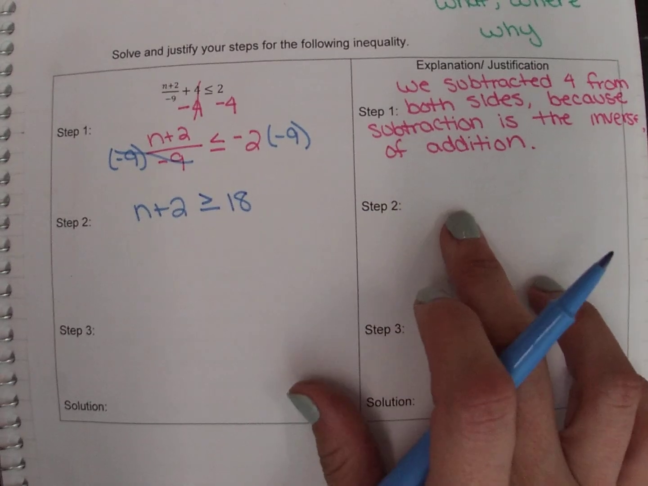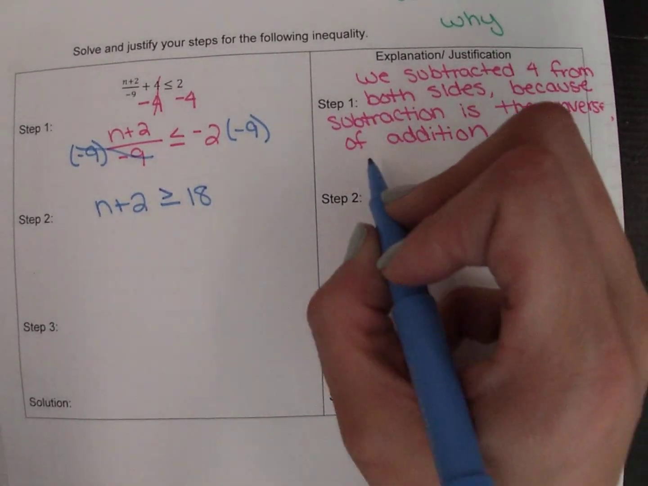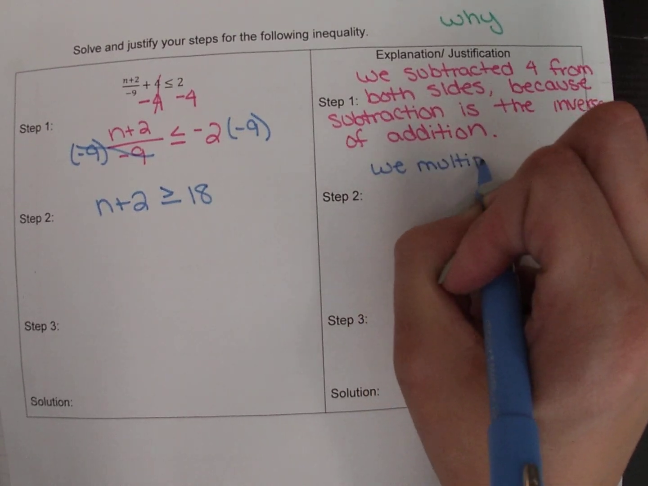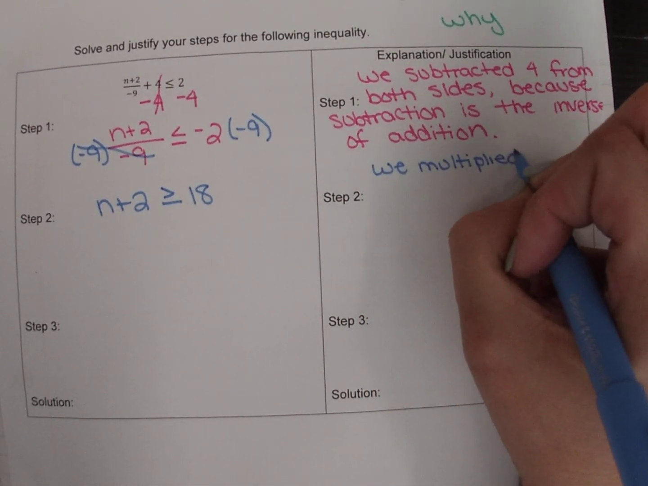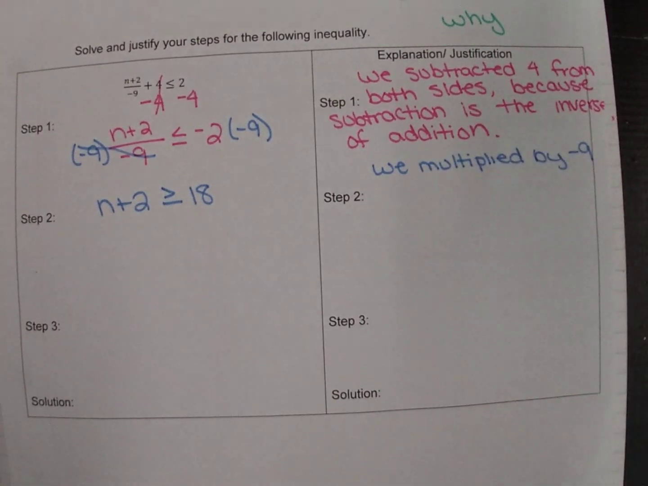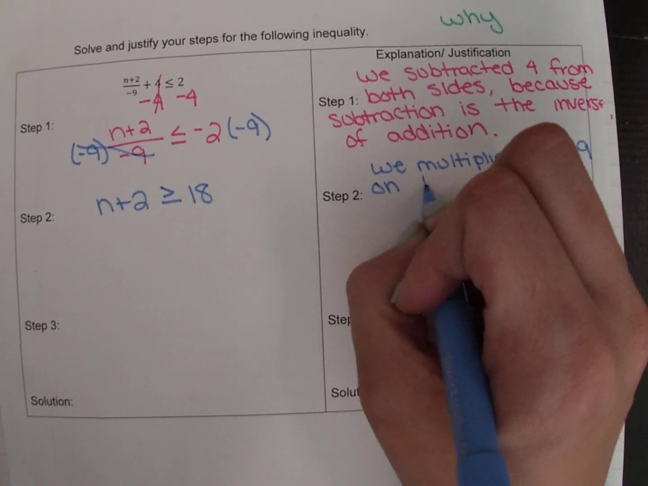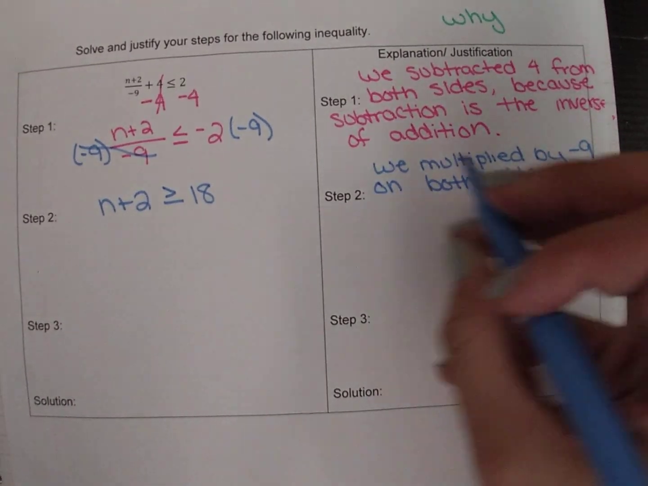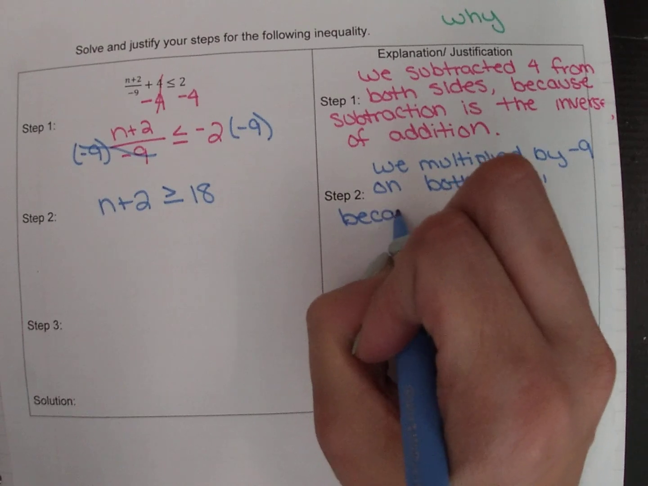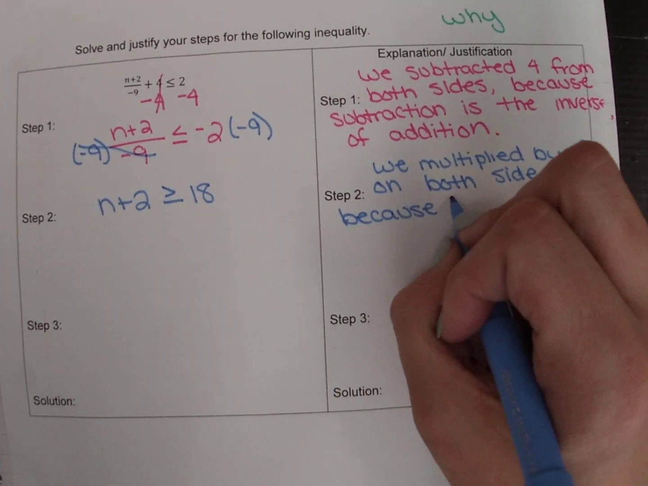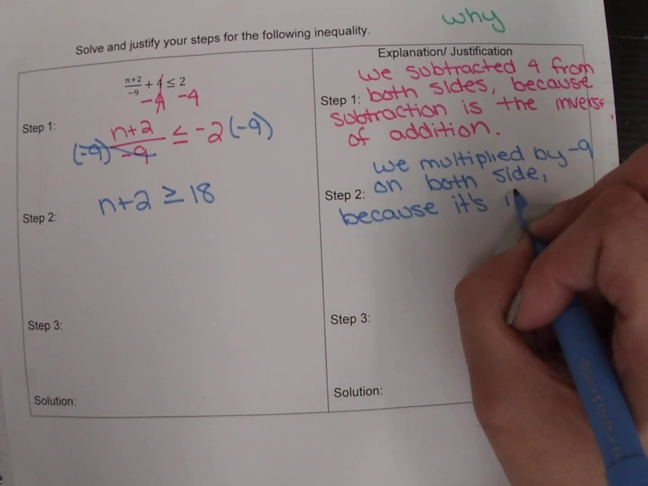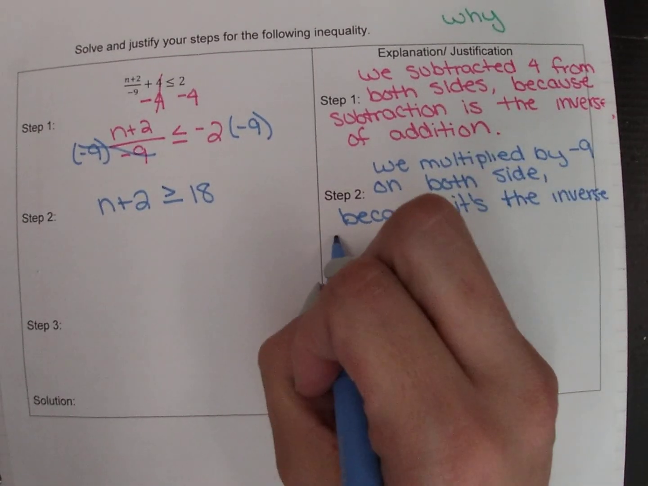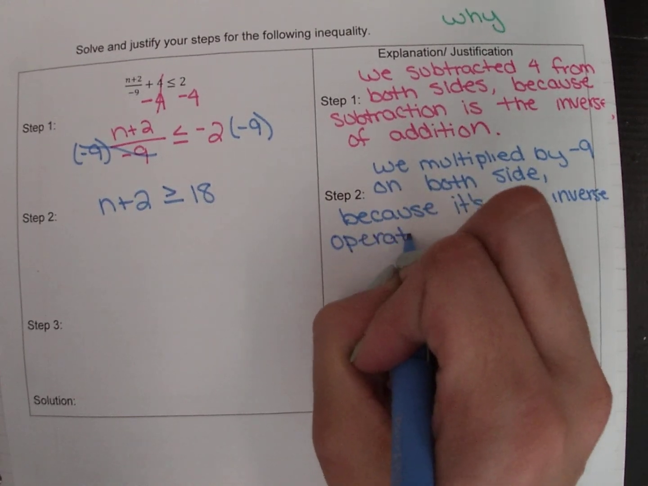But now we need to justify our step. We need to explain it. Okay, so what did we do? We multiplied by -9. Where did we do it? On both sides. Okay, why did we do it? Because it's the inverse operation of division.